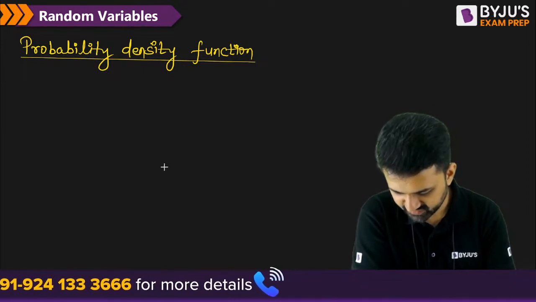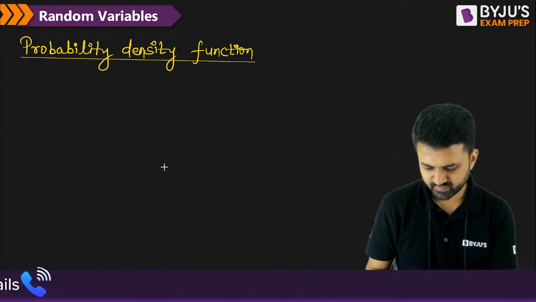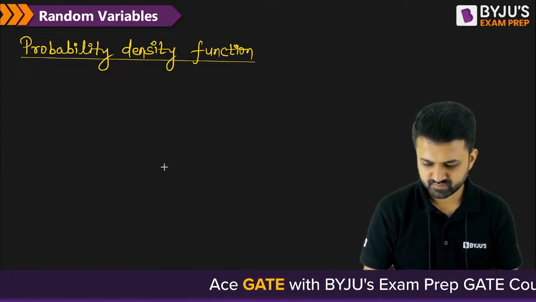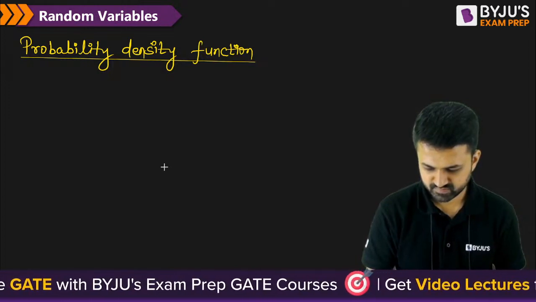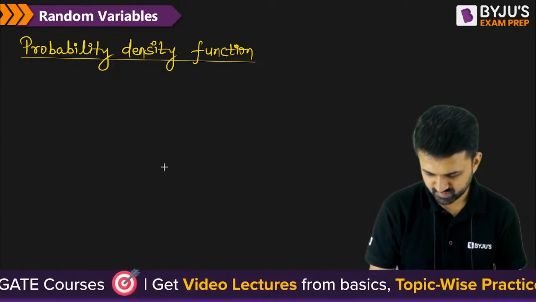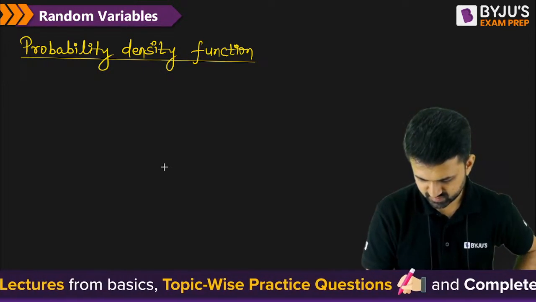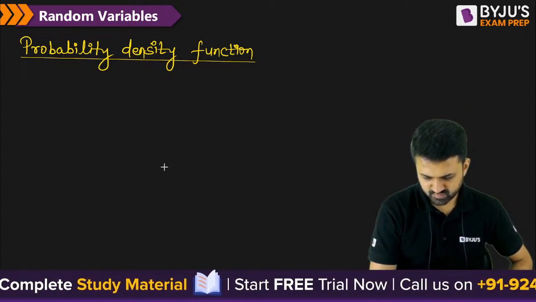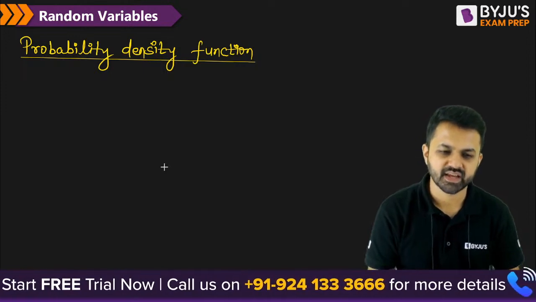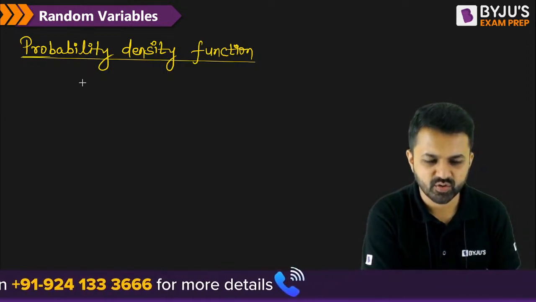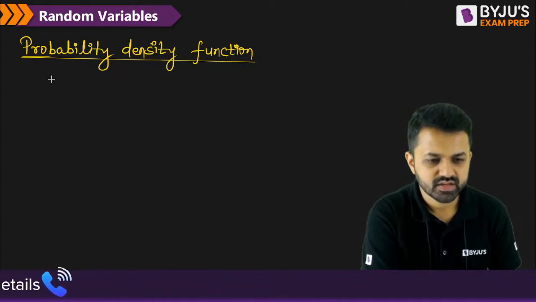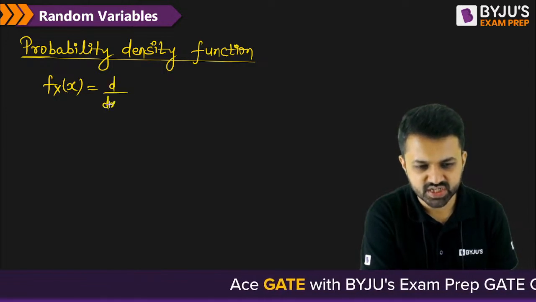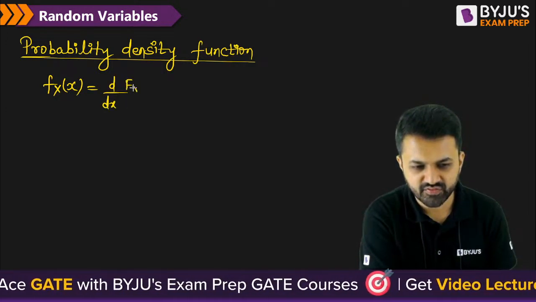How will you define the probability density function? Yes, definitely I can take it, but that problem right now I don't have. Okay, so we have the PDF, which is fX(x). It is nothing but the differentiation of the CDF, which is FX(x).